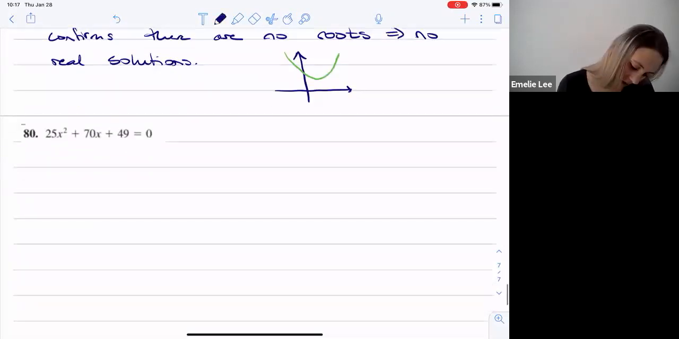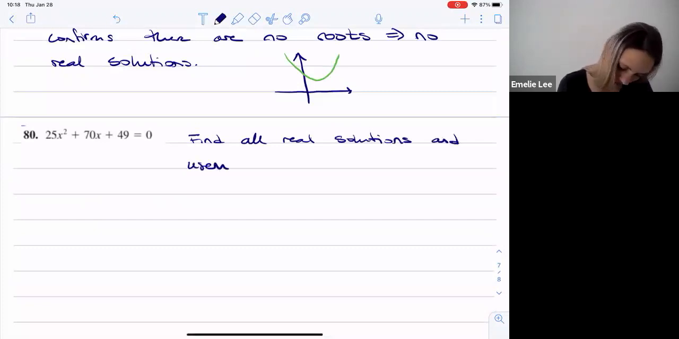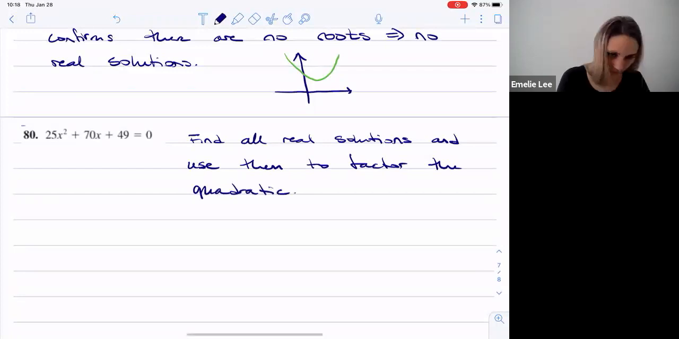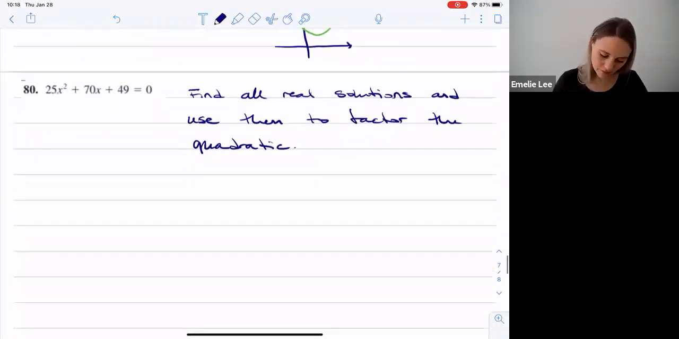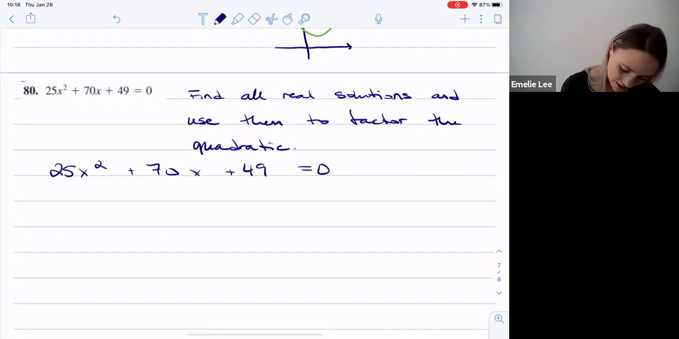So, find all real solutions and use them to factor the quadratic. Okay. So you've got 25x squared plus 70x plus 49 is equal to 0, right?